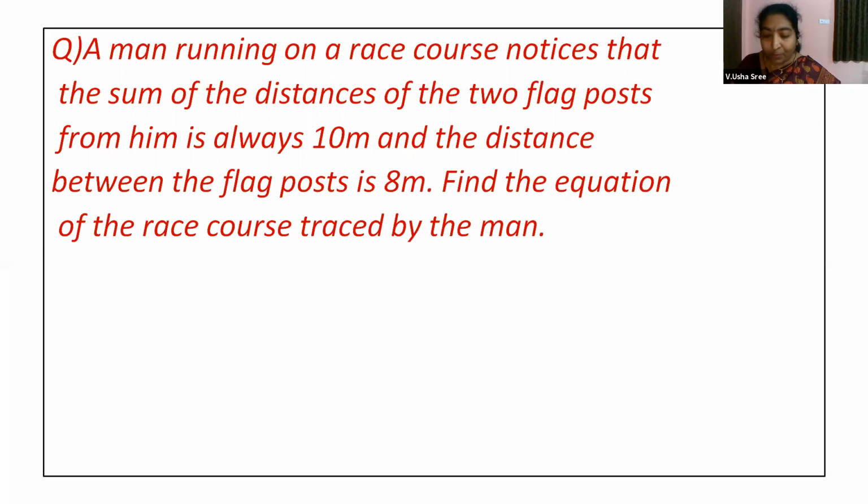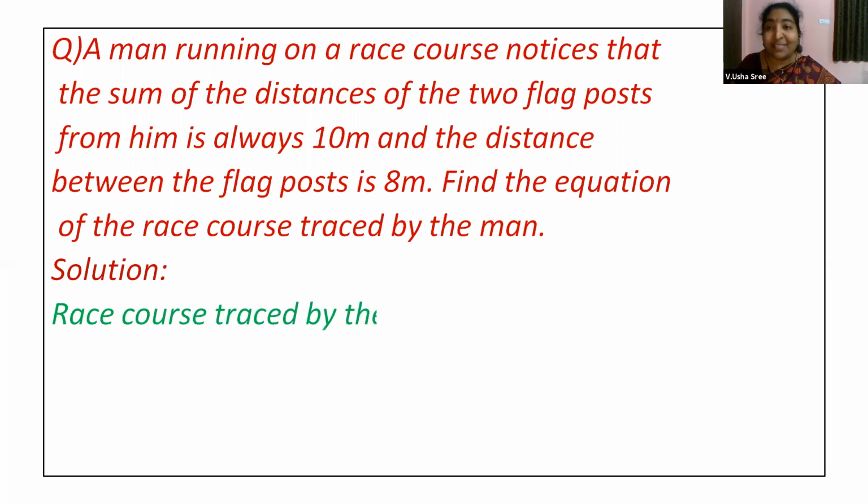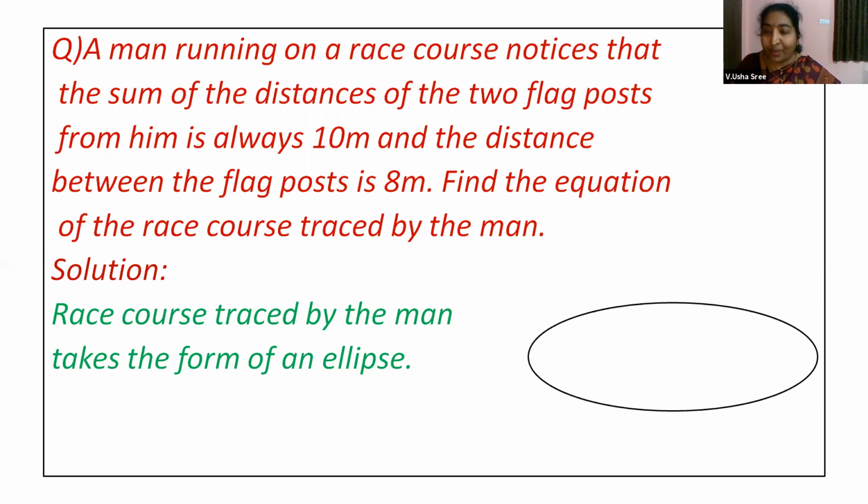Okay. Now, the race course traced by the man takes the form of an ellipse, children. Now, it cannot be a circle. It should be an ellipse only, right? So, having said that, when we talk of an ellipse, the first thing we'll think of is S and S dash, which are the foci of the ellipse. So, we have an ellipse whose foci are S and S dash, okay?